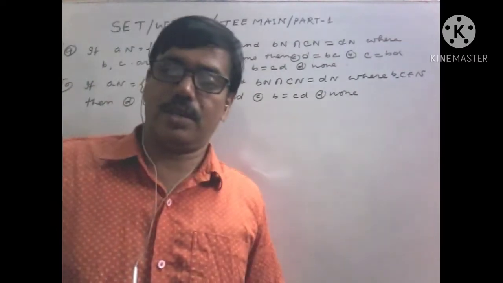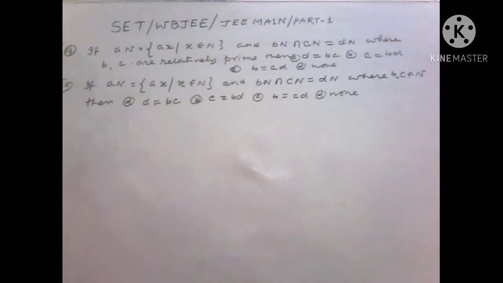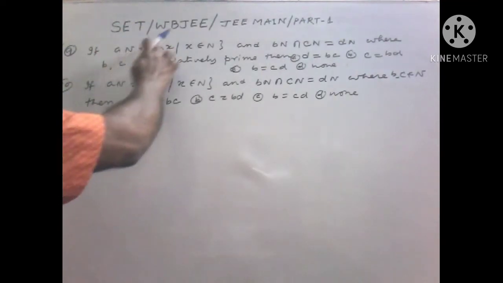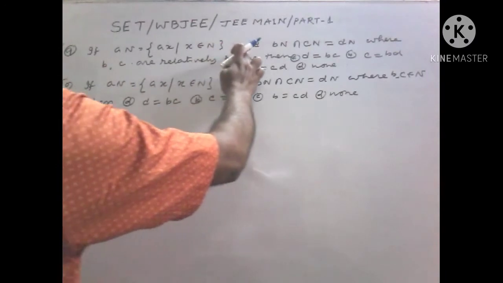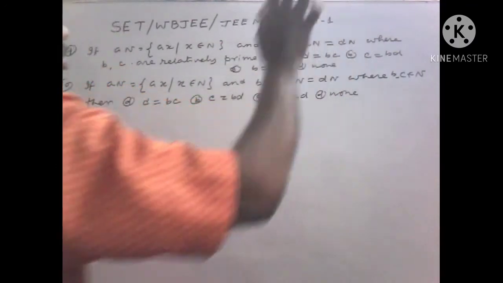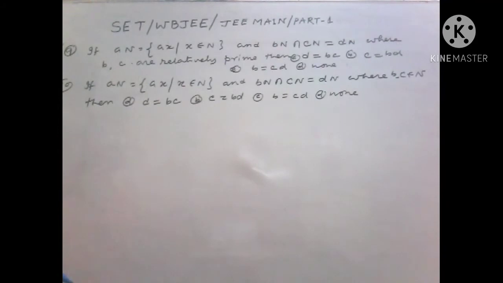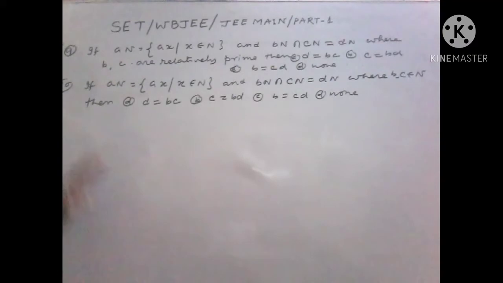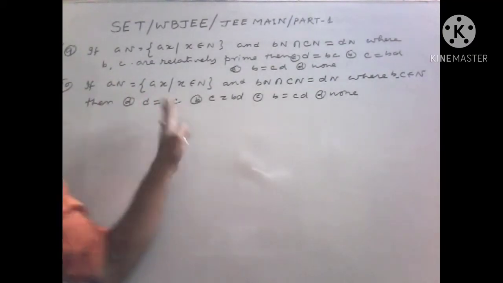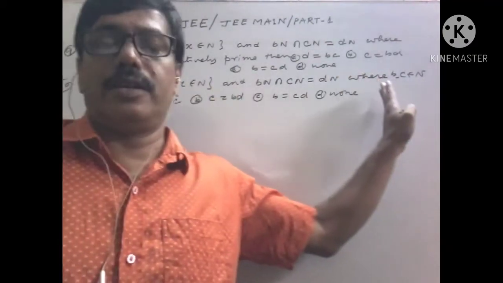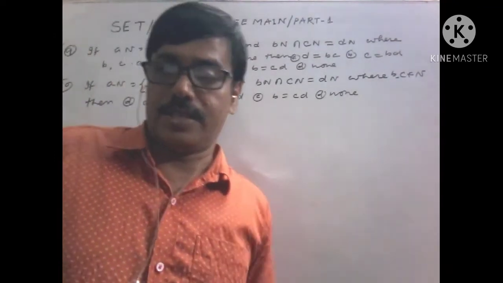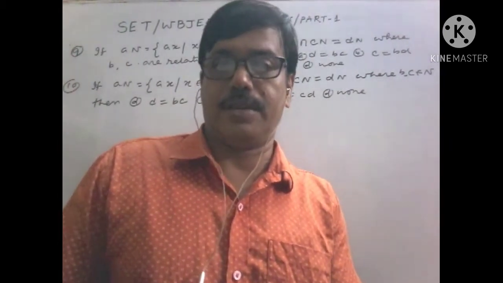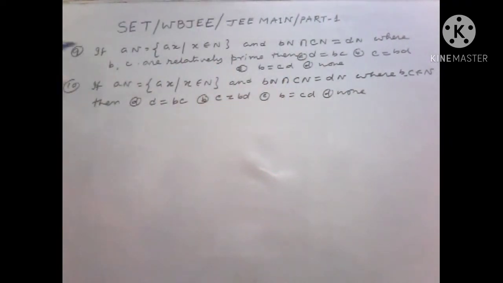Now we consider two similar problems. Problem 9: for n a natural number, An = {ax : x belongs to N}, and Bn intersection Cn equals Dn, where b and c are relatively prime. Then which option is correct? Problem number 10 is the same problem. Here it is not given that b and c are relatively prime. The options are the same.